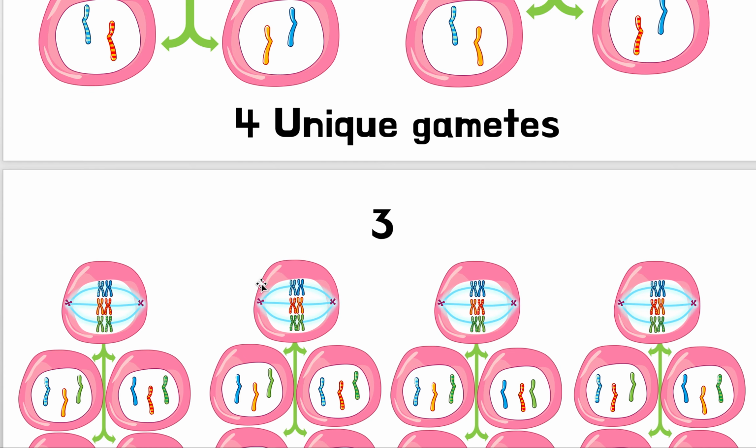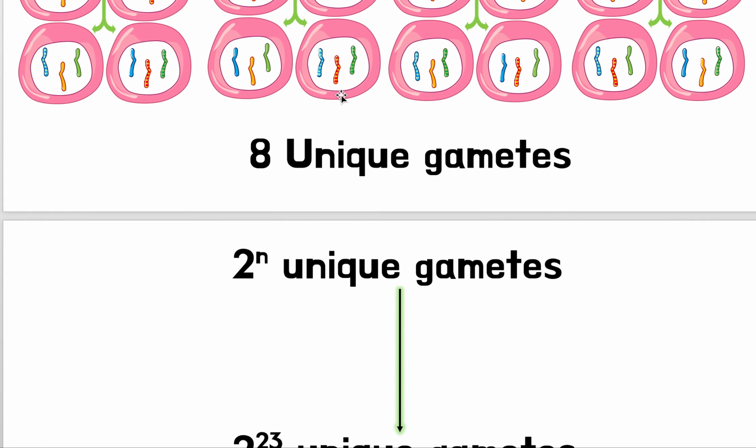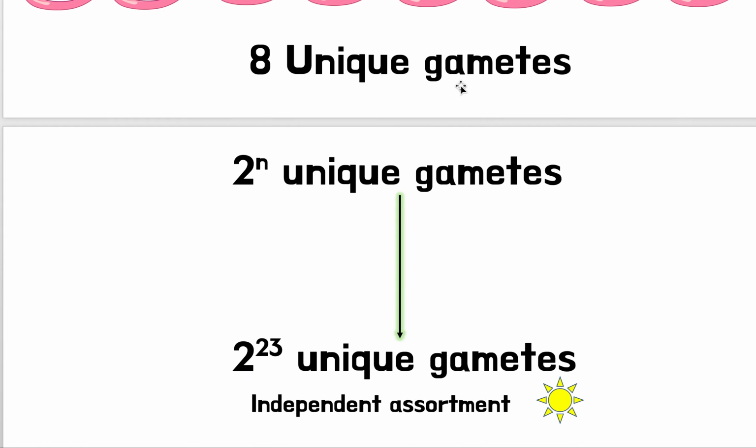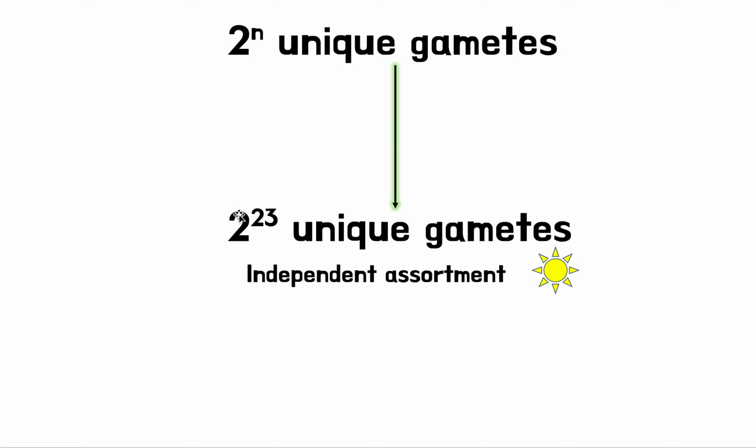On the contrary, when we had these two different types of chromosomes, the possibility was 4. That's because it was 2 to the power of 2, representing the amount of unique chromosomes. And now again for 3, this one right here, we have 2 to the power of 3, and that gives us 8 unique combinations. Now, if you have 23 chromosomes, which is what we do, the amount of unique gametes you can make due to independent assortment is 2 to the power of 23. Now, that's crazy. That's a massive number of unique gametes that you can make.